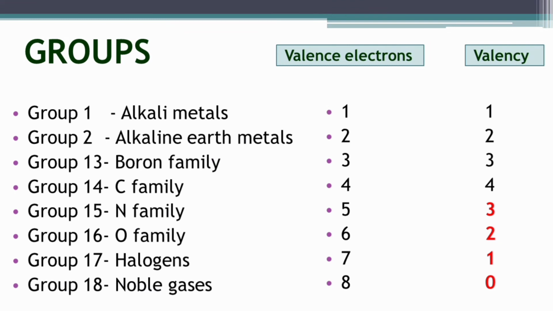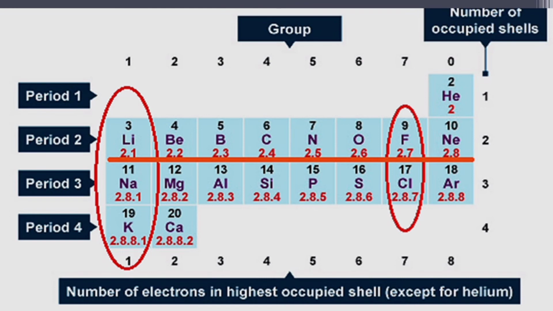That is, they require only 3 more electrons to complete the octet. Group 16, the valency is 2. Group 17, the valency is 1. And group 18 are zero valent elements. Here is a comparison between the period and the group elements. You can see that in a period, the number of shells is the same but the valence electrons and valency are different. And in a group, the valence electrons and the valency are the same.